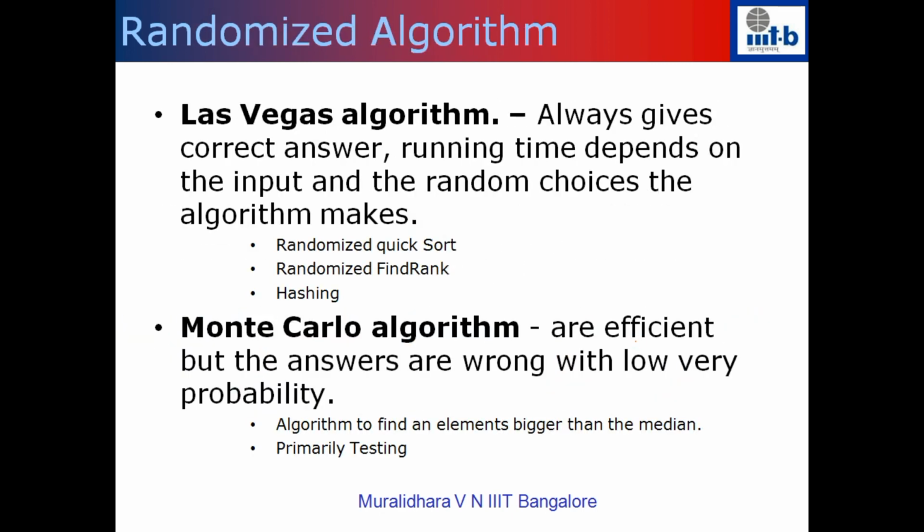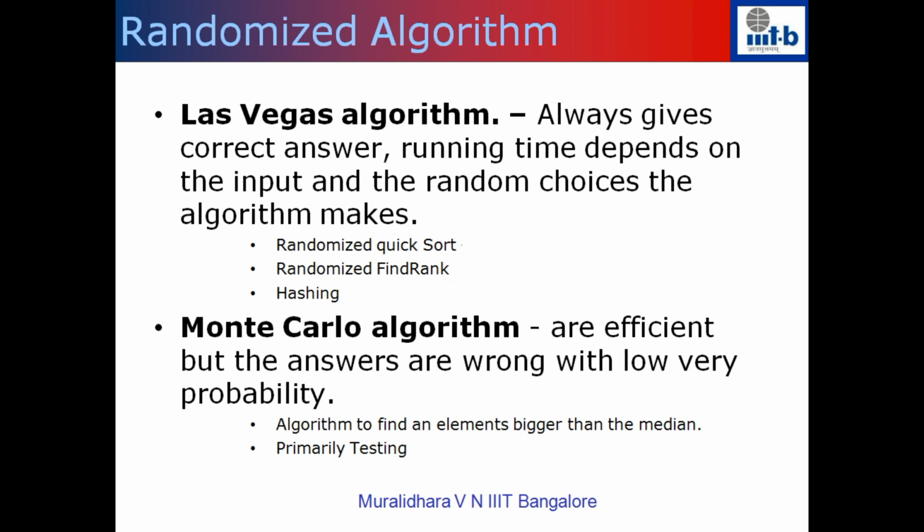In summary, there are two kinds of randomized algorithm. A randomized algorithm is an algorithm which makes some random choices during its execution. One kind is called the Las Vegas algorithm. Another is called the Monte Carlo algorithm. In the Las Vegas kind of algorithm, the algorithm always gives the correct answer, but the running time will depend on the input and the random choices the algorithm makes.